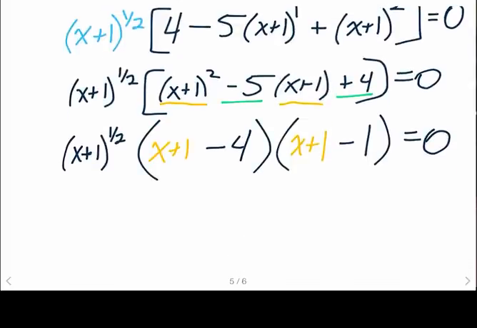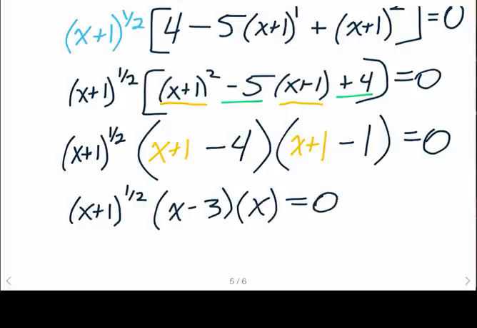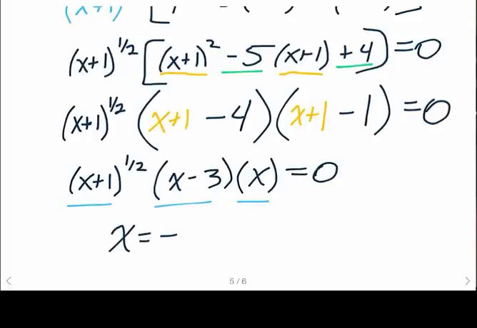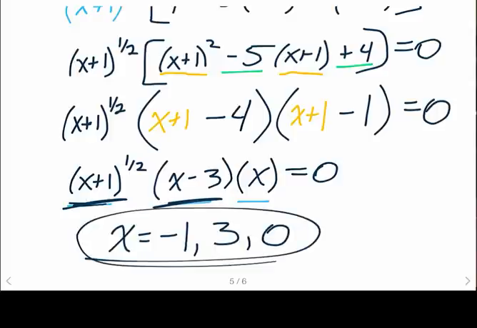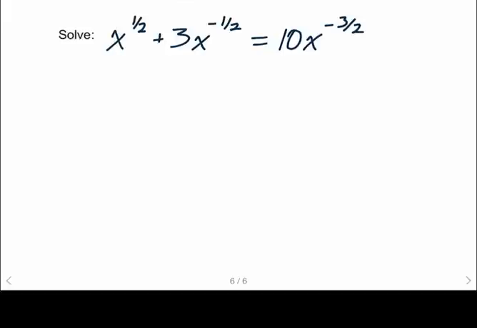Now, simplifying what I can, I have x plus 1 to the 1/2 times x minus 3 times x is equal to 0. Now I have three factors which when multiplied together give me 0. Any one of them could be 0. And so x is equal to -1 from the first factor, 3 from the second factor, or 0 from the third factor.